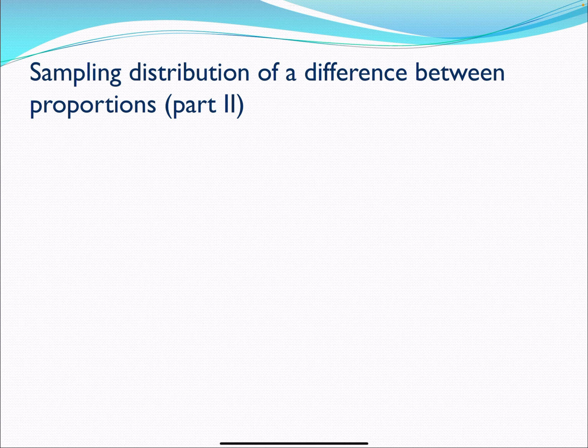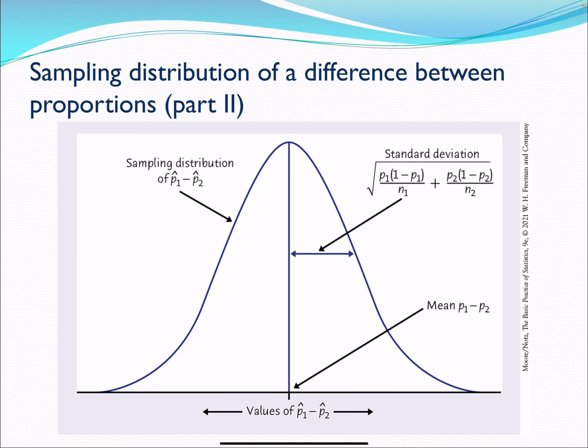So let's take a look at a visualization. Here we have our sampling distribution of P hat 1 minus P hat 2, all the values of P hat 1 minus P hat 2. We have our true mean, P1 minus P2, and our standard deviation is given by this formula. You will be given these formulas on exams, at least in my class.